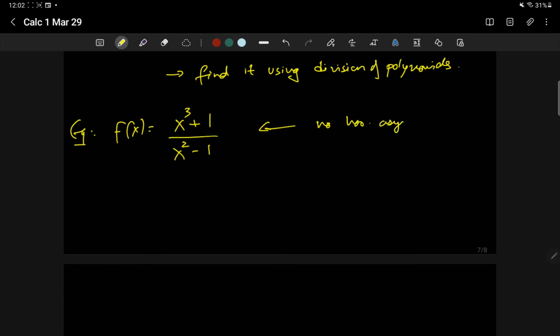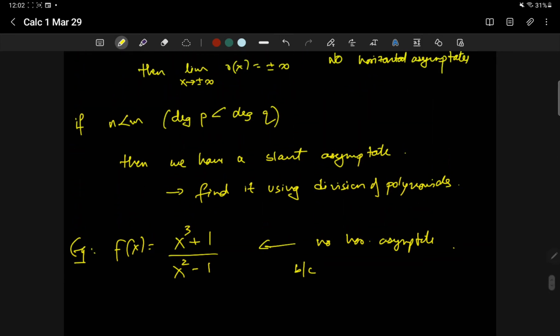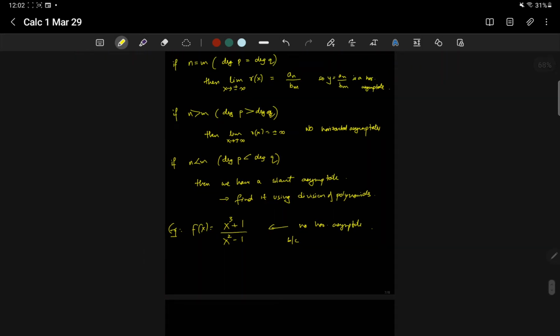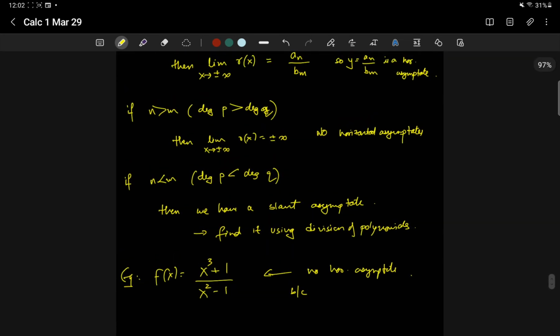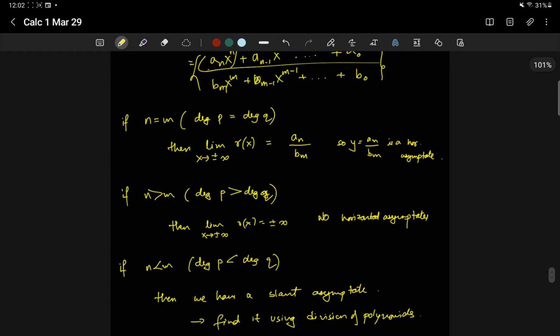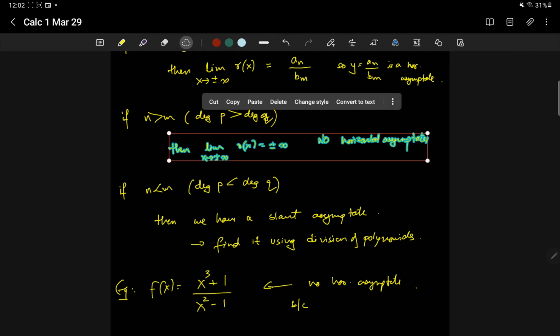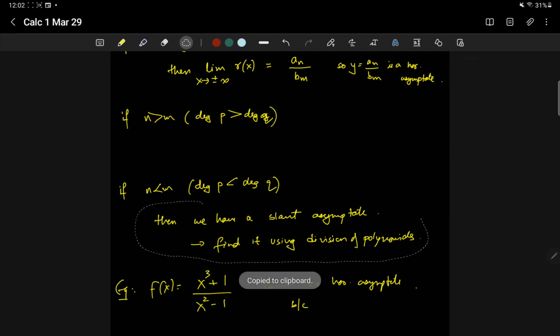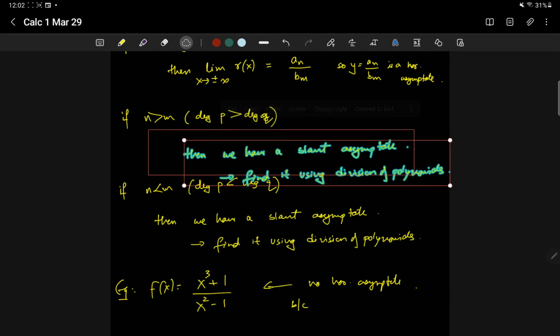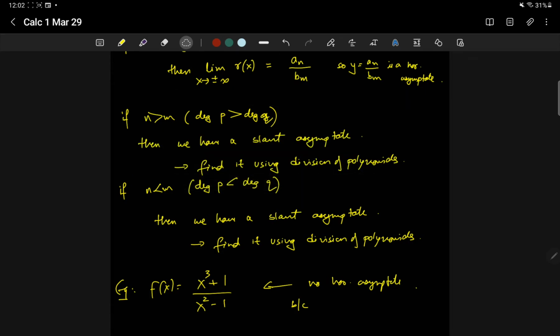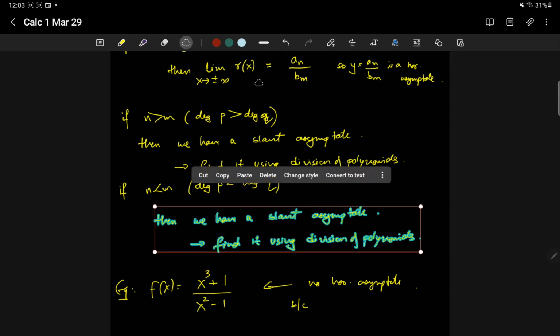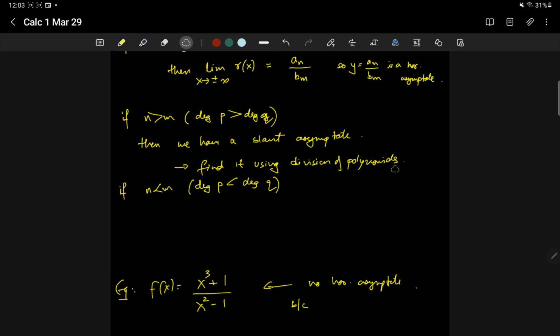no horizontal asymptotes. Because this is not correct. If the degree of p is more than the degree of q, then we have the case before. Then we find it using the division of polynomials.